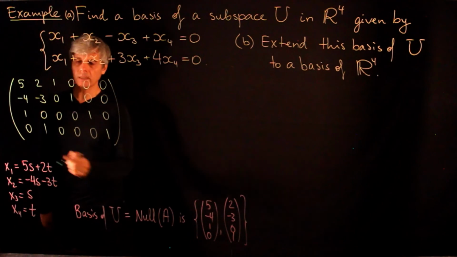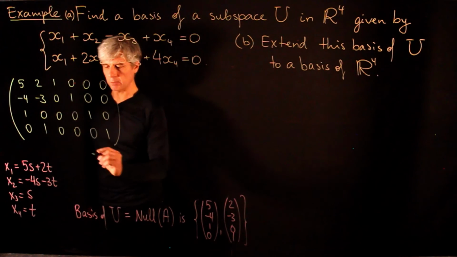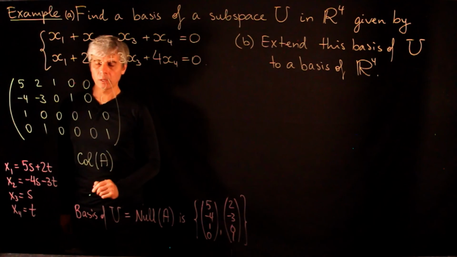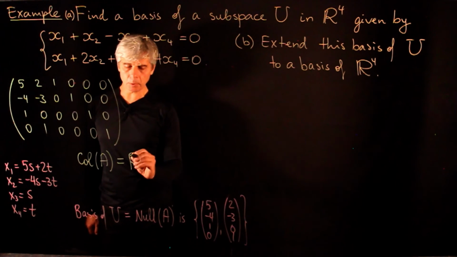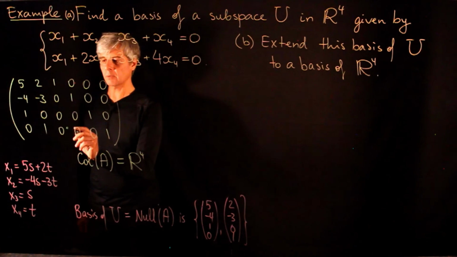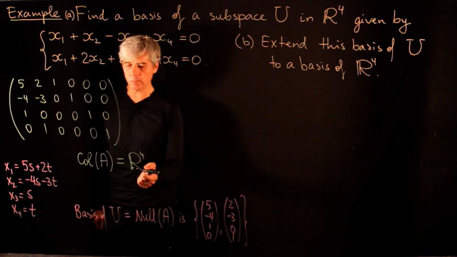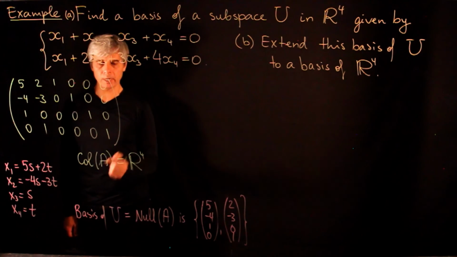So now I obtain this larger matrix. What can I say about this matrix? What's the column space of this matrix? So the column space of this matrix is surely equal to R4, because here we have columns that form a basis of R4. So this means that the columns of this matrix will span R4.